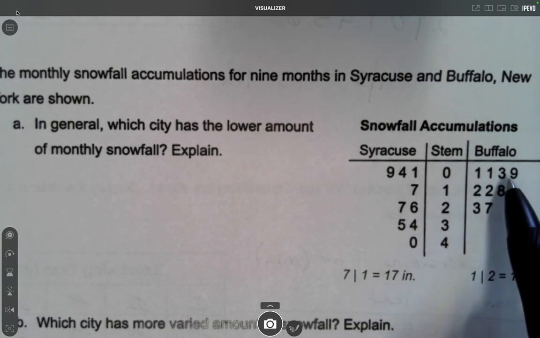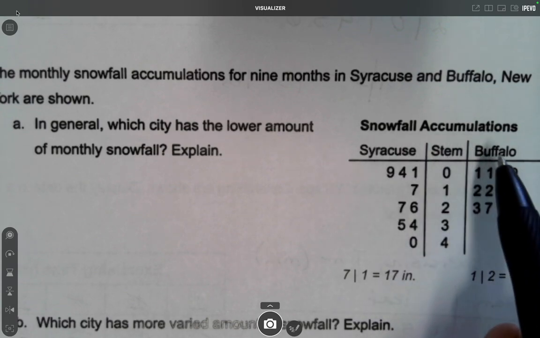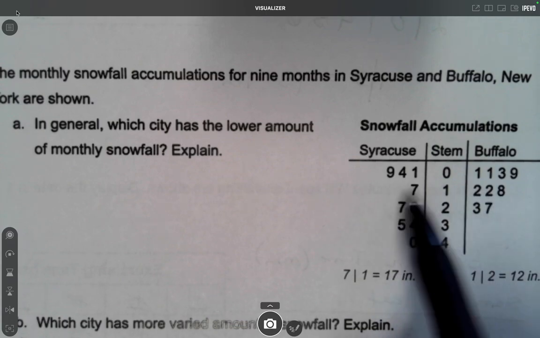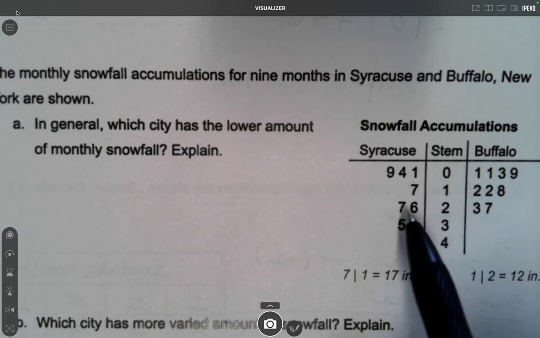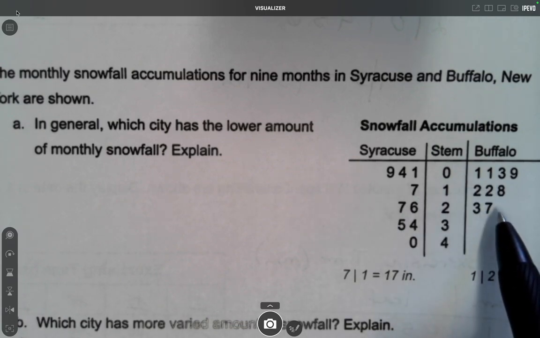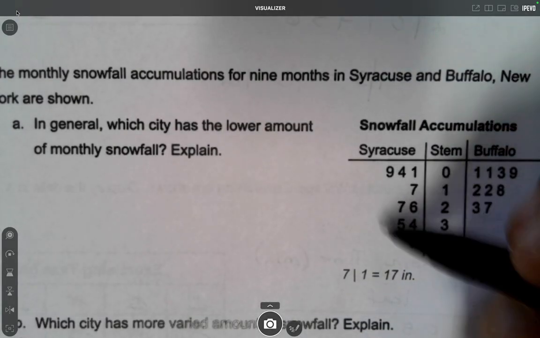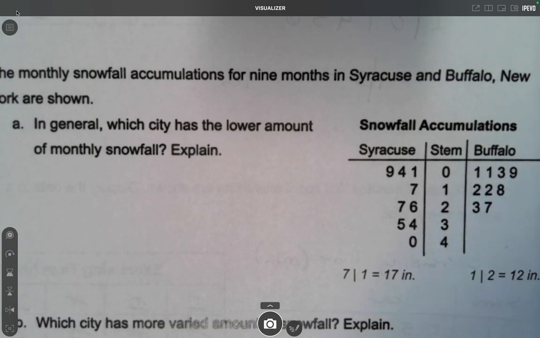But this first line is showing all the times either Syracuse or Buffalo had a snowfall of 0 to 9. This line shows it from 11 to 19. This side shows it from 20 to 29, and so on. But it shows it for both cities. So in general, which city has the lower amount of monthly snowfall? So I want you to look at that for a moment and consider that. Based on what we see here, is it Syracuse or Buffalo that has less snowfall?